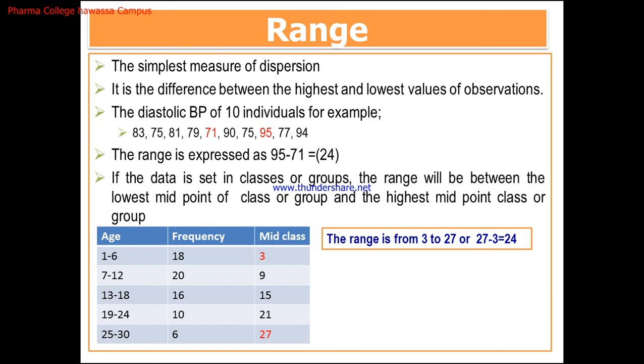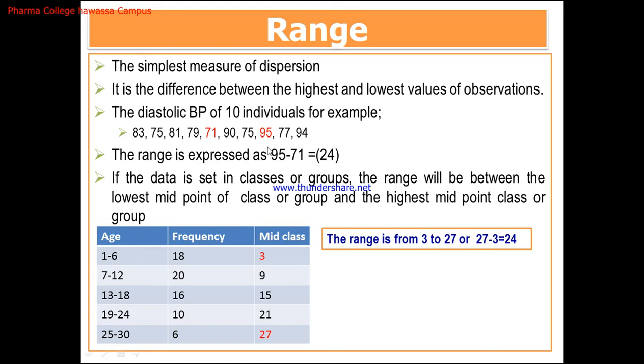For example, the diastolic blood pressure of 10 individuals has been depicted as follows: 83, 75, 81, 79, 71, 90, 75, 95, 77, 94. To find the range, you need to arrange the data sequentially, sorted in ascending order. It is very difficult to determine the range in unorganized data. So the data should be in an ordered array form to determine the range.